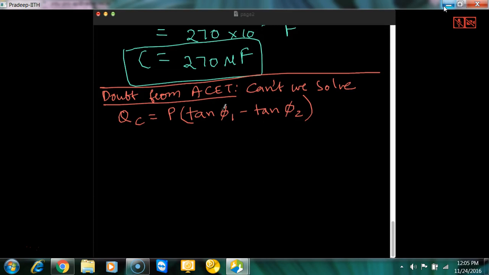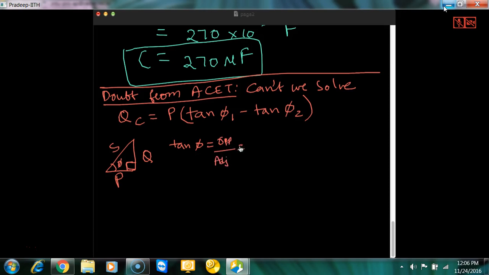So for doing this, you have to know what is phi 1. So how does this formula come? Let me quickly explain, for those who do not understand. If I consider this triangle, this is S, this is active power P, and this is reactive power Q, and this is the angle phi. So what is tan phi? Tan theta is nothing but opposite by adjacent. Or is it adjacent by opposite? Opposite by adjacent.